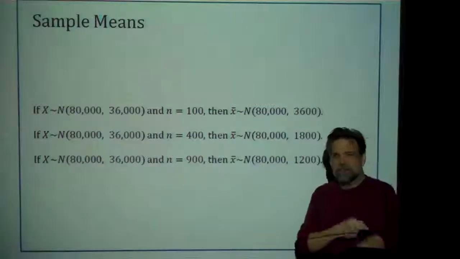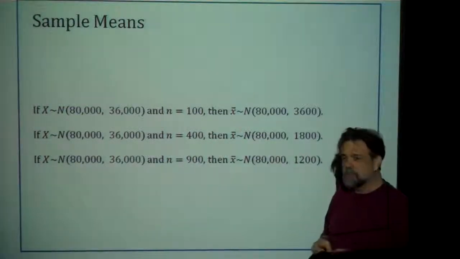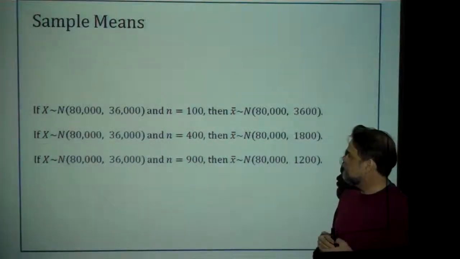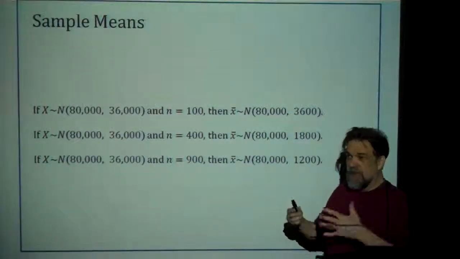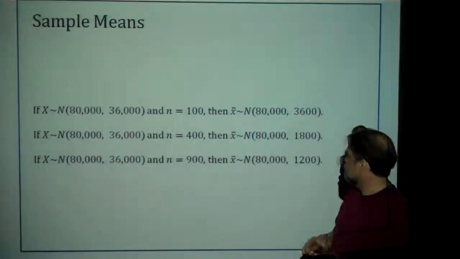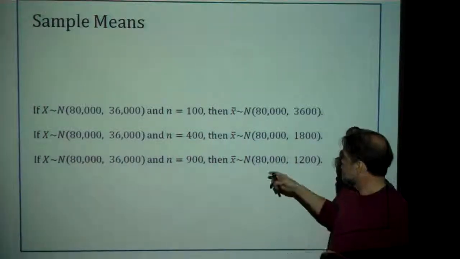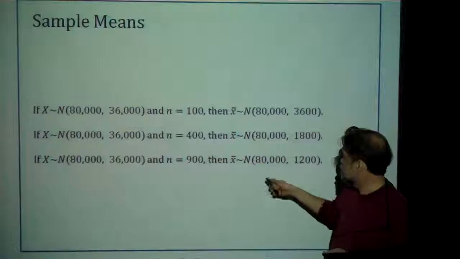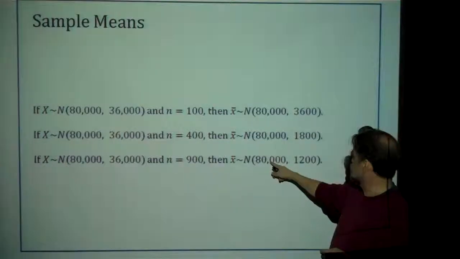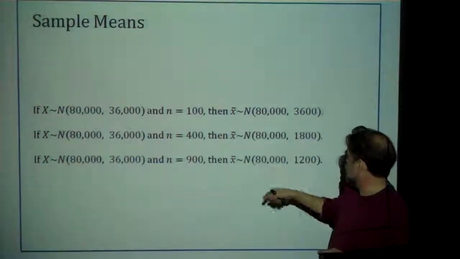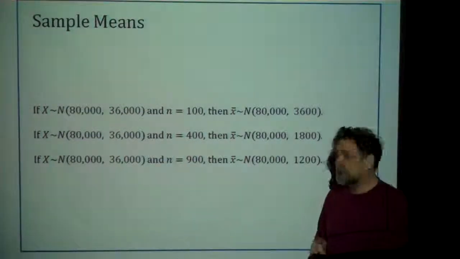Okay? So that means that that's actually fairly impressive. If I go check out 900 cars, I can make a really good estimate of the mileage on every single car, the average mileage of every single car in Houston. Because if it really is 80,000 with a standard deviation of 36,000, then that means there's a 68% chance that my estimate is going to be between, what's that, 78,800 and 81,200. I'm impressed, okay? I think that's a fairly good estimate.